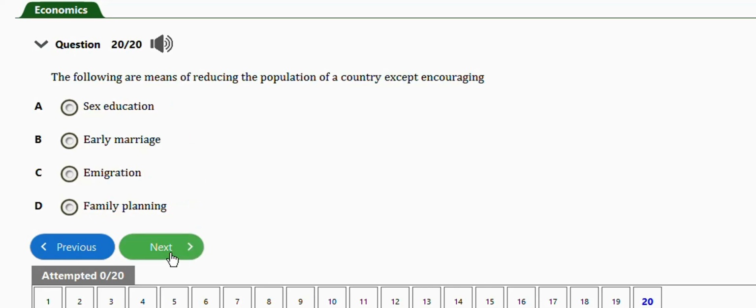Okay. The next question, the last, is this one. It says the following are means of reducing the population of a country except: encouraging sex education, early marriage, immigration, family planning. The right answer is option B, early marriage.